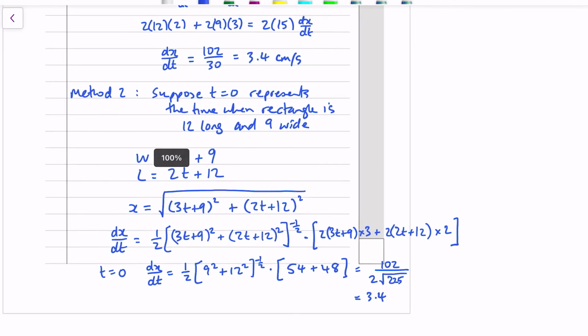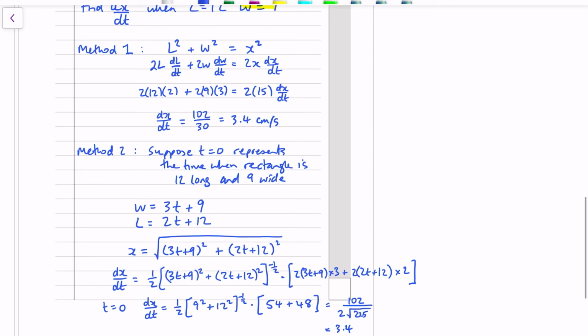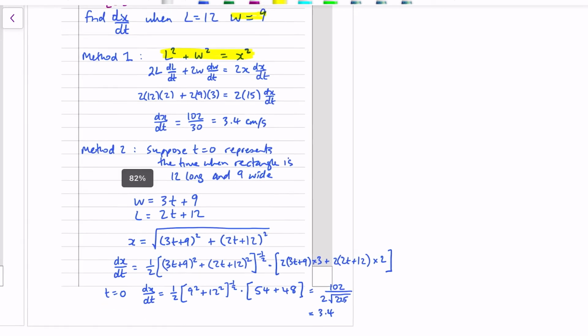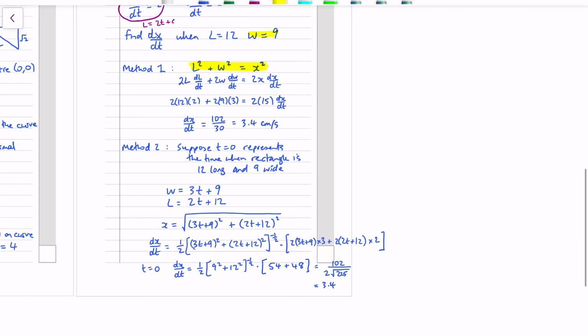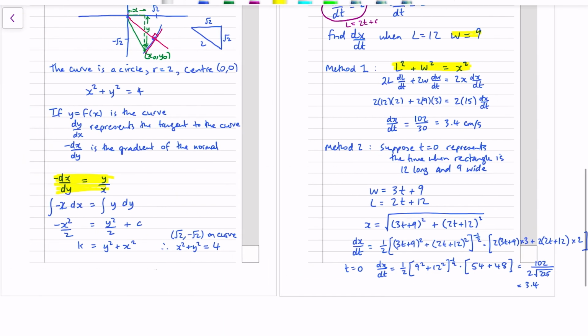I think the first method is a lot easier when you use implicit differentiation, but you have to know that you can bring in time into these variables L, W, and X, which all depend on time. I've covered that idea in an earlier video.